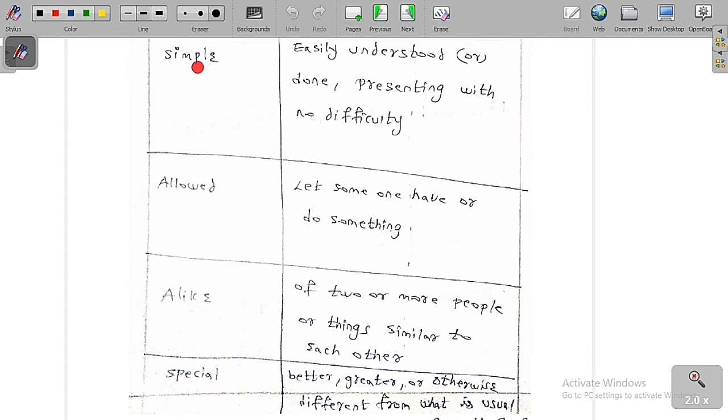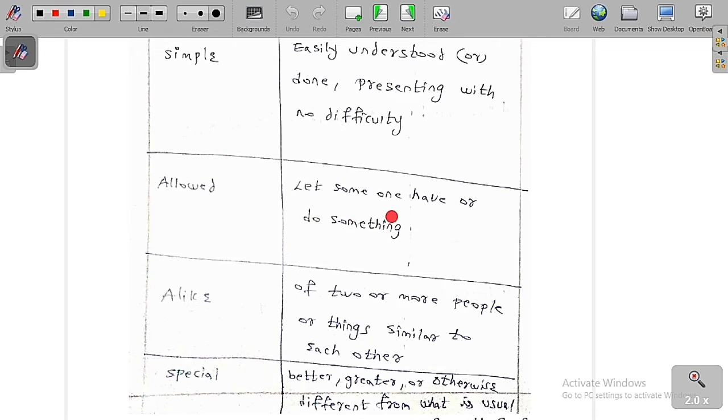Now for the other word, simple, we will see the corresponding meaning. Easily understood or done, presenting with no difficulty. So simple means something which we can easily present, something which we can easily do. Something which can be easily understood, easily done, or easily presented with no difficulty is called simple.